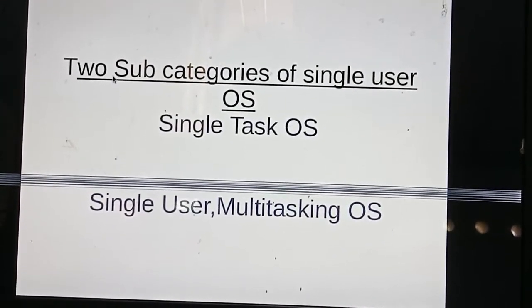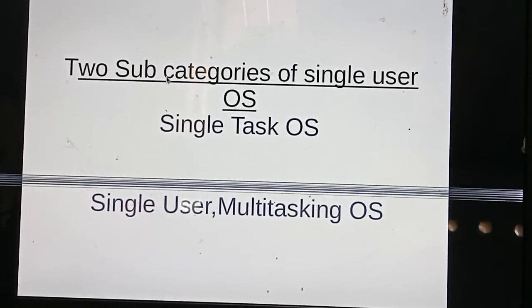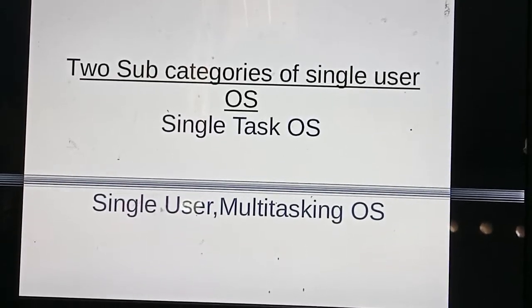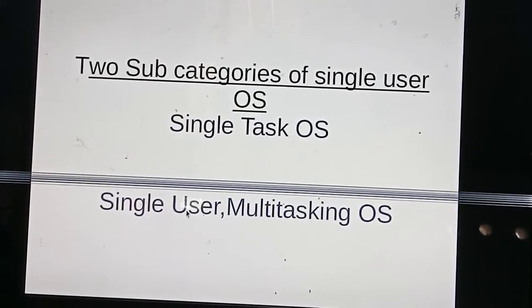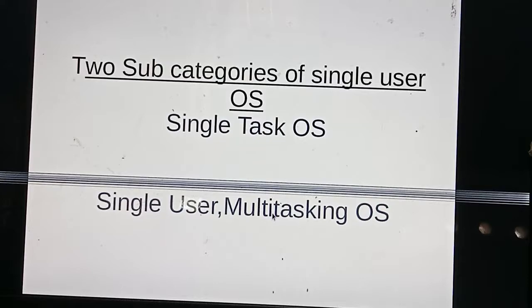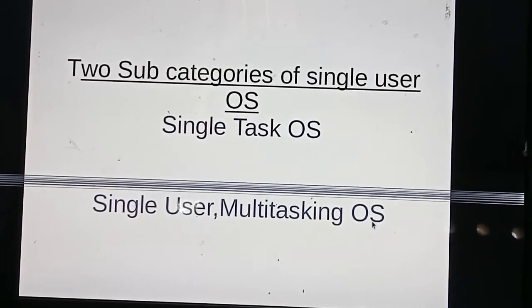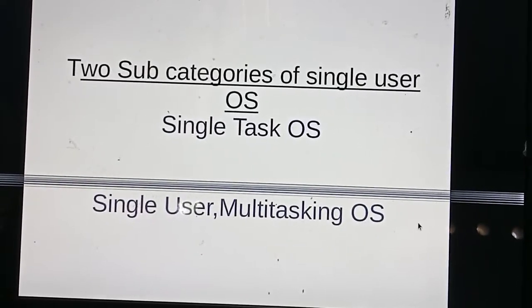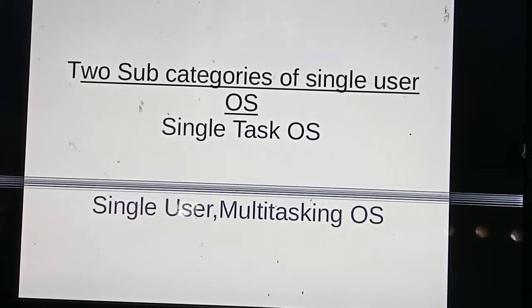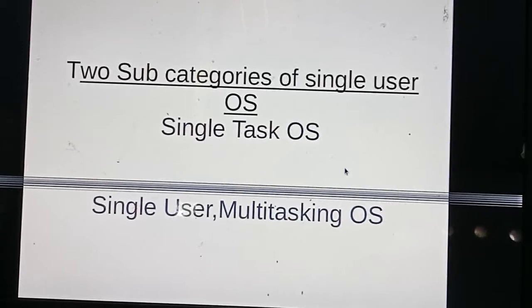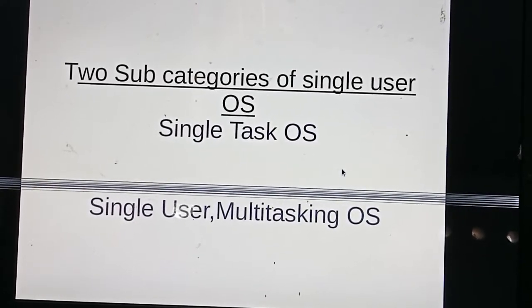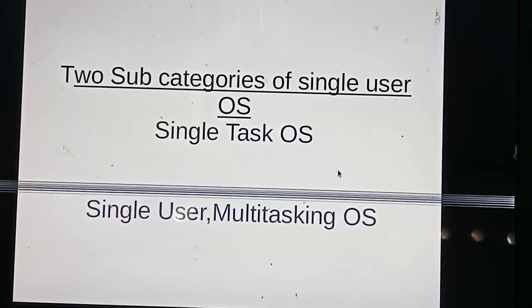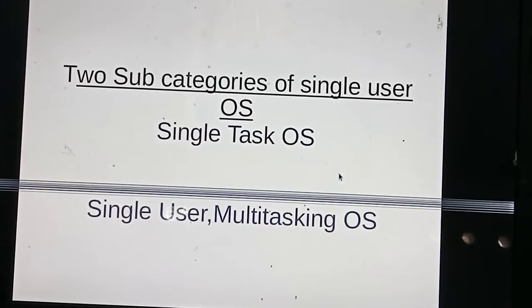Again, single user operating system is classified into two categories. First one, single task operating system. Second one, single user multitasking operating system. So these are the two subcategories of single user operating system.